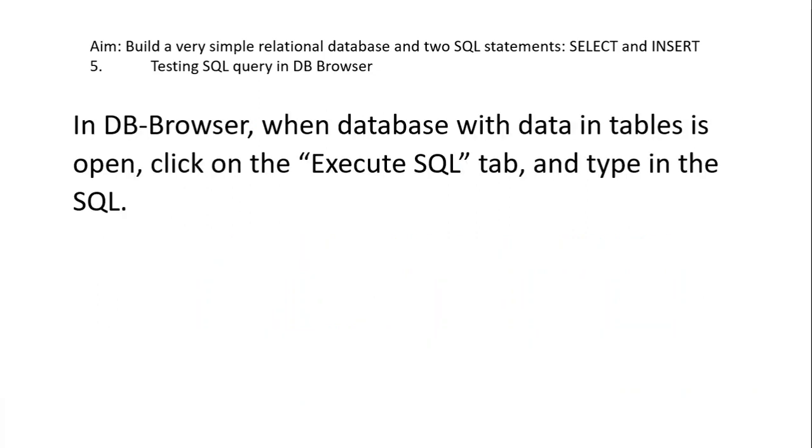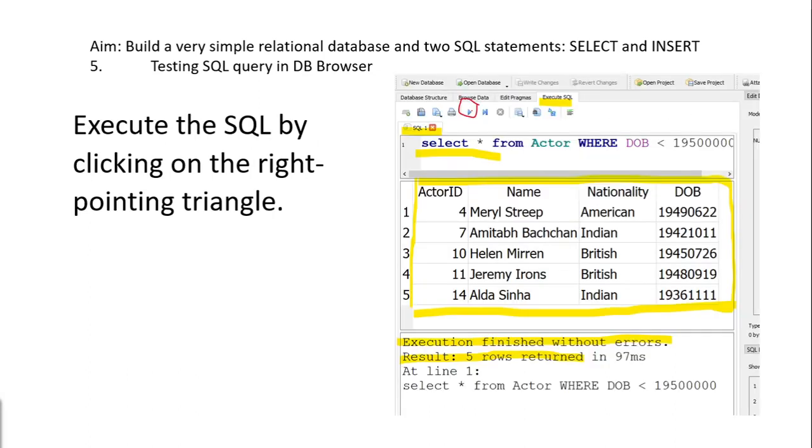To build the SQL statement in DBBrowser, open the database and when open, click on the Execute SQL tab and type in the SQL. In DBBrowser, open the tab Execute SQL. Type in the required SQL select statement in the first line.